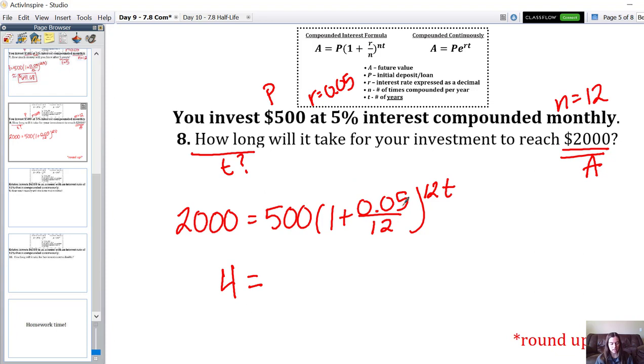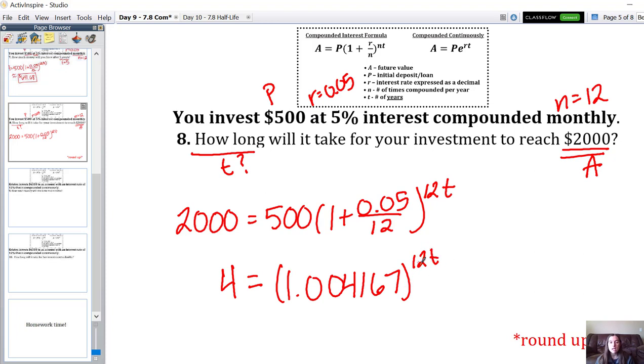So we have 1 plus 0.05 over 12, which is 1.004166 and so on. So we've got 1.004167, to the power of 12t. When I'm doing this in the calculator, I'm not going to actually round. I'm going to keep this entire long decimal in my calculator. I'm not going to get rid of it.